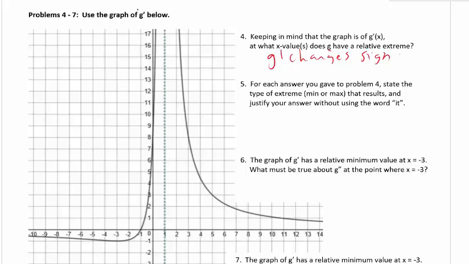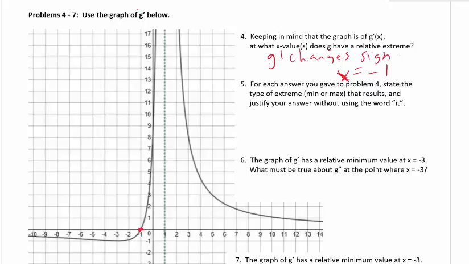So we're going to want to look for two things. We're going to want to look for where g prime is either crossing the x-axis or is undefined. Those are our critical numbers. Those are x values to investigate. Now when x is -1, we see g prime goes from negative values to positive. So x is -1 is definitely going to be the location of an extreme for the parent function.